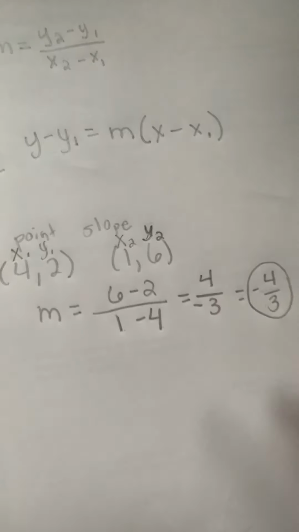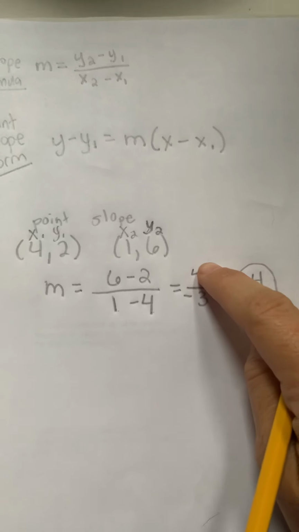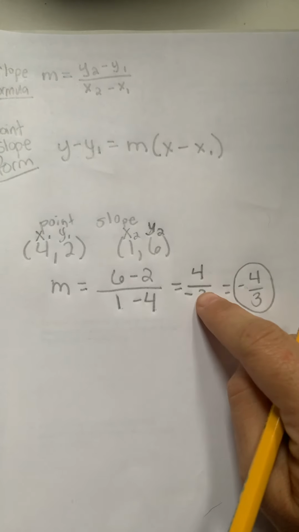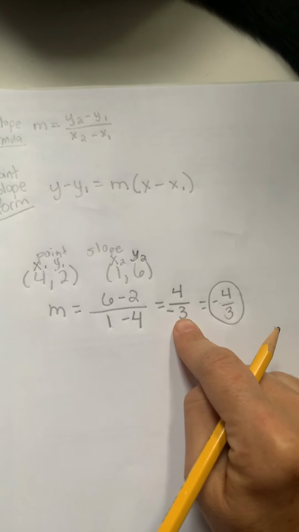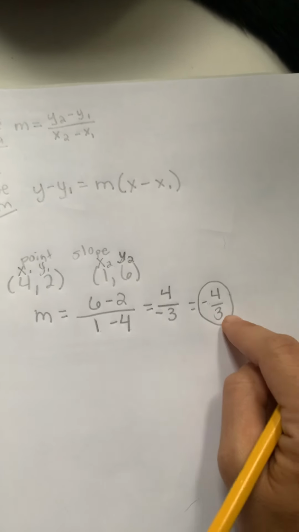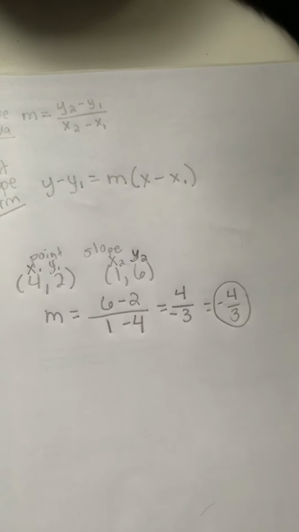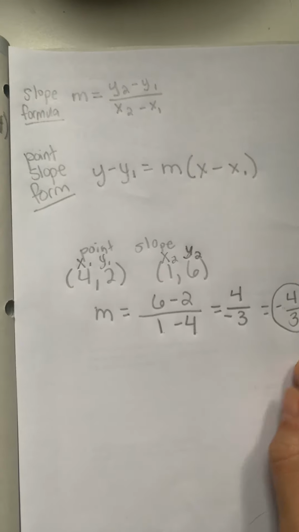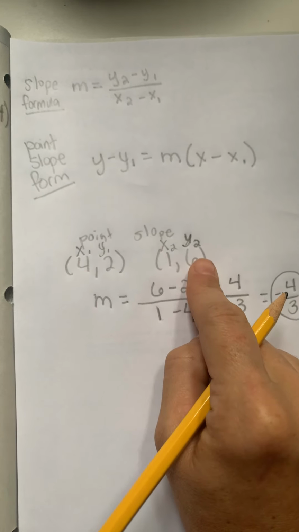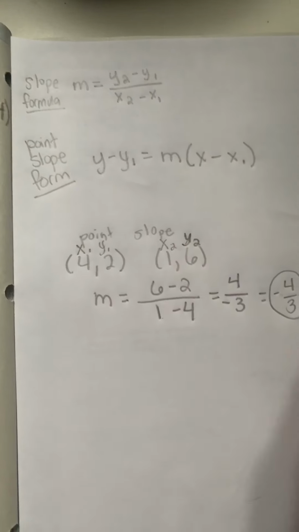And this here, if you had a negative here or a negative here, then the answer is negative. If both of these are negative, you're dividing and it makes it positive. So we have the slope and we have 2 different points. You can use either one to make point slope form.